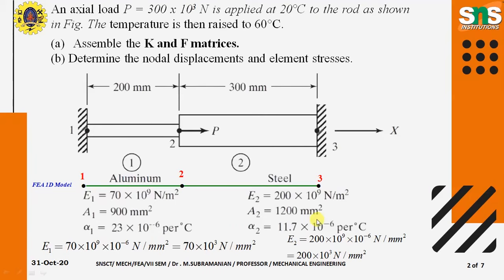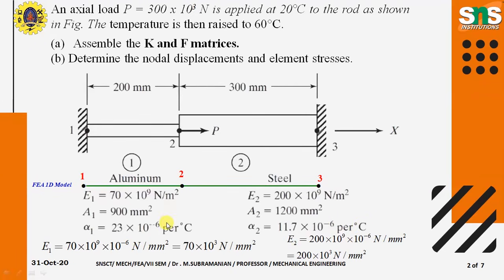This is the given data for this problem. Young's modulus is 70 into 10 power 9 Newton per meter square. Area of element 1 is 900 millimeter square. Thermal coefficient is 23 into 10 power minus 6 per degree Celsius. For element 2, Young's modulus is 200 into 10 power 9 Newton per meter square. Area of element 2 is 1200 millimeter square. The alpha 2, the thermal expansion coefficient, is 11.7 into 10 power minus 6 per degree Celsius.